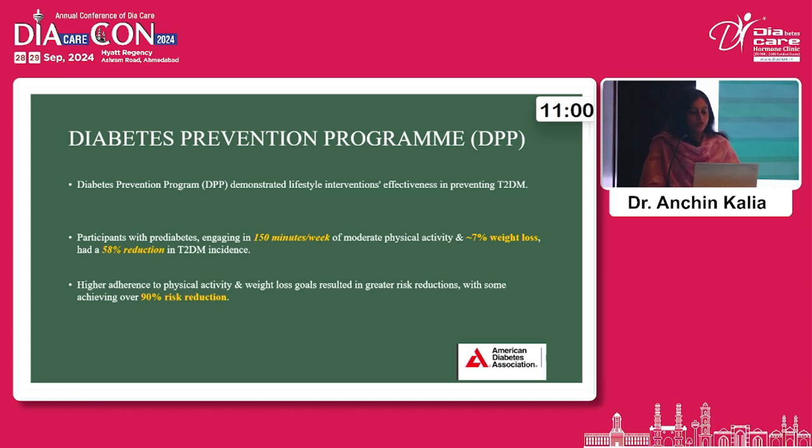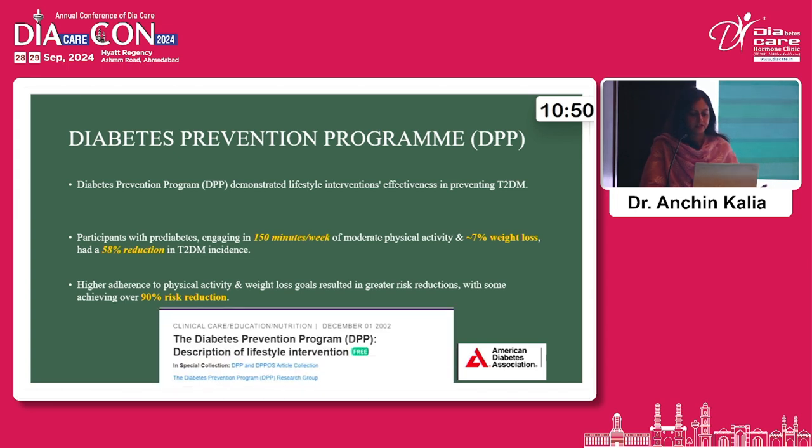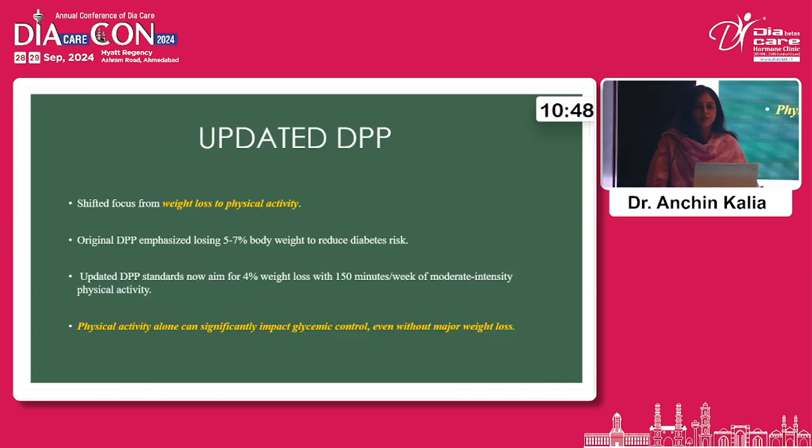Again, higher adherence to physical activity, adherence being a major issue, helped in achieving over 90% risk reduction. Now this program has been updated, and the focus has shifted from weight loss to physical activity. The aim is no longer 5-7% body weight loss, but 4% weight loss with physical activity of 150 minutes per week, and a decrease in HbA1c of around 0.2-0.6%.